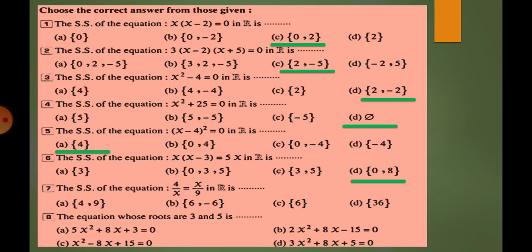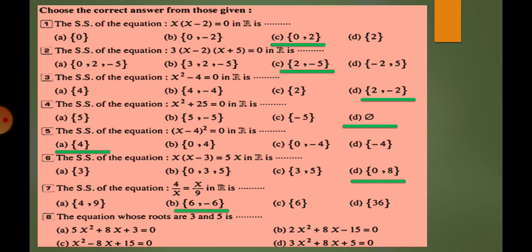Number 7. 4 over x equals x over 9. So here, if we multiply extremes and means, it will be x power 2 equals 4 times 9 equals 36. x power 2 equals 36. So we can take the square root: the square root of x power 2 equals x, and the square root of 36 equals positive or negative 6. The solution set equals 6 and negative 6.